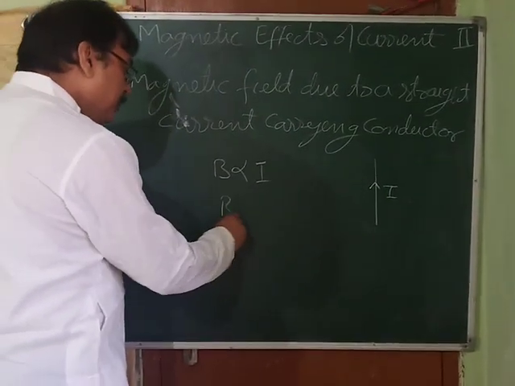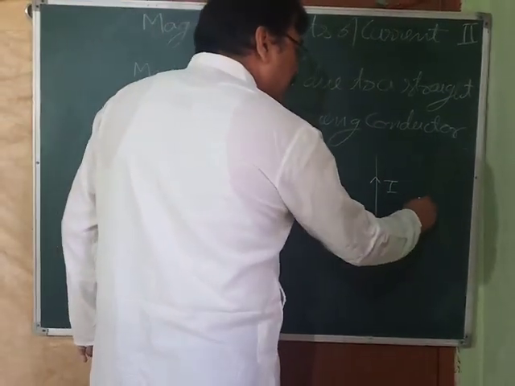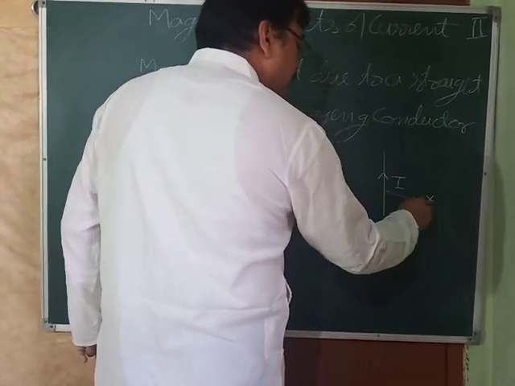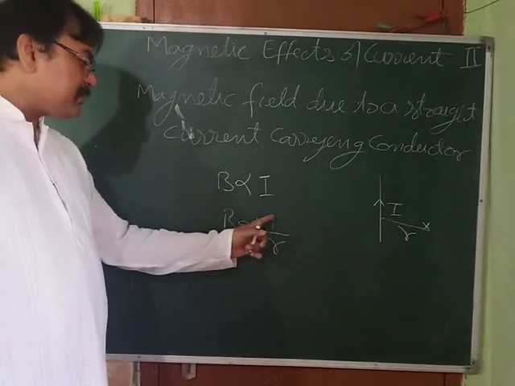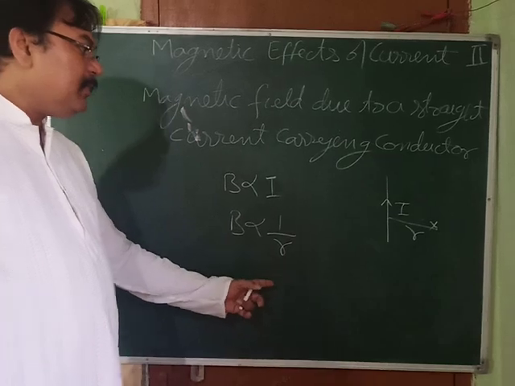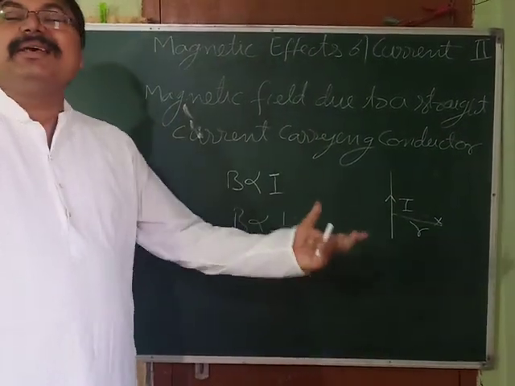Also what we find, B is proportional to 1 by R. What is R? Suppose you want to find magnetic field at this point. So what is the distance? This distance is R. So what do you find here? B is inversely proportional to R. That means if you are choosing the point away from it, then what will happen? Magnetic field will be less.